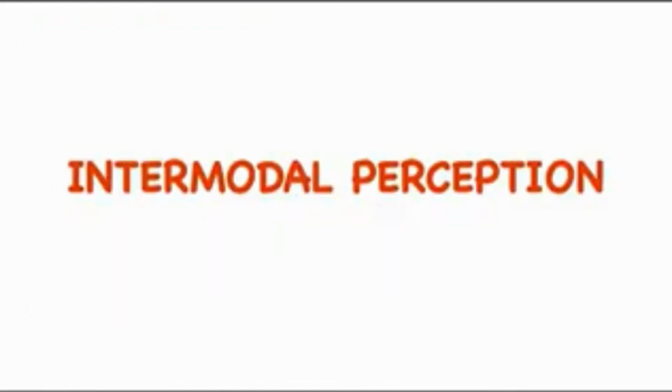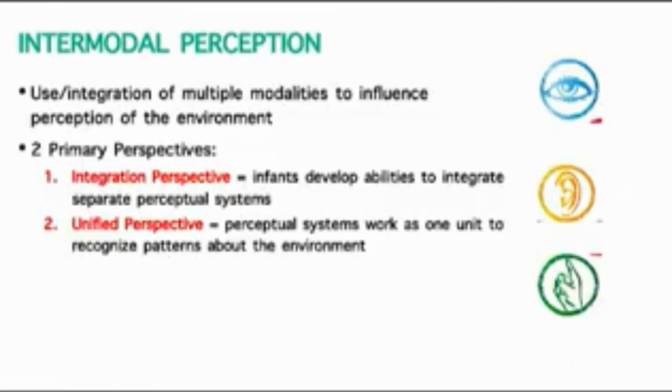And last but not least, let's talk about intermodal perception, the interrelationships between different types of sensations and perceptions. We use and integrate a lot of our modalities to influence how we perceive the environment. I think this is most apparent in the examples I was giving you when we test kinesthetic awareness and make sure that the eyes are closed, because two of those systems working together can give us a lot more information than if only one system is working at a time.